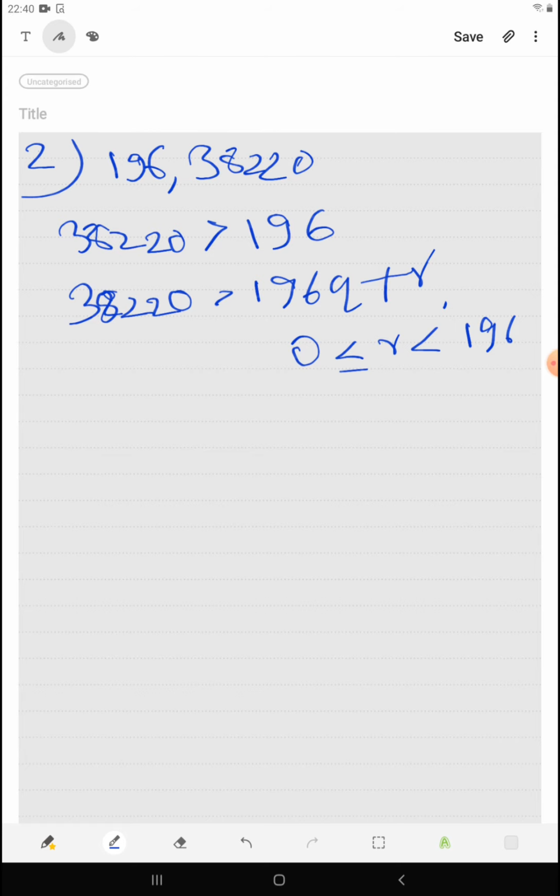So let's divide. Division you should do in the rough. Don't do it on the main page. This is just for your understanding purpose. I am doing it over here. So let's divide. 196 into 38220. So 196 1 time is 196. We got 6. 18 minus 9, 9.